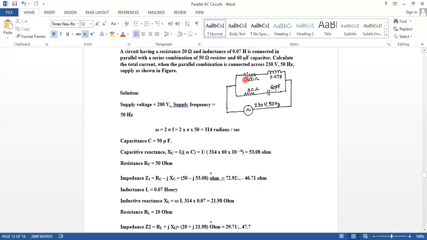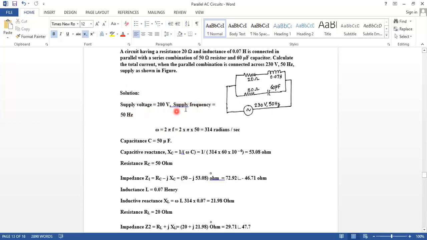Or else you can find the total impedance of the circuit by taking these two. First you find ZL, then you find ZC. So ZL into ZC divided by ZL plus ZC, that is the parallel combination, will give you the total impedance of the circuit Z. So V divided by that Z will give you the value of the total current. Okay, so let us proceed with the problem.